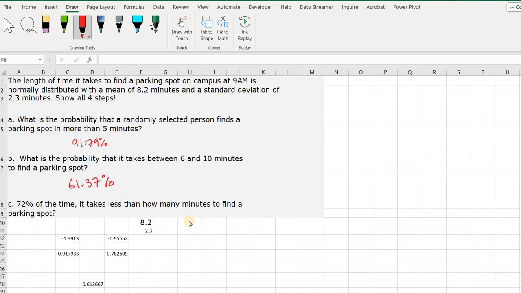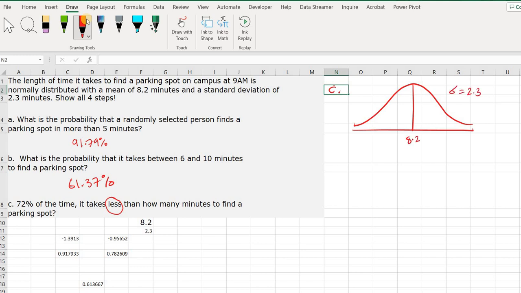Part C, 72% of the time it takes less than how many minutes to find a parking spot. So now we have the probability and we would like to find the number of minutes it takes to find a parking spot. So the first step for C is to graph. So here is the curve. 72% of the time it takes less than what number? So here is the mean in the middle, 8.2, and then 2.3, the standard deviation.